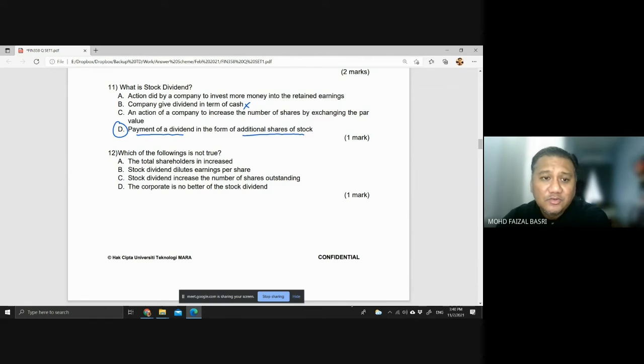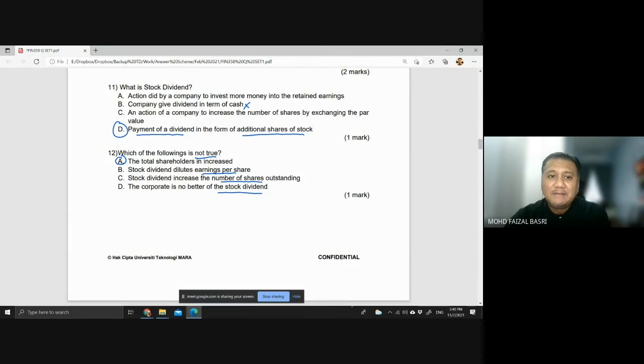So ni pun tiba-tiba what is not true. Not true related to stock dividend lah kot. The total shareholders increase. Stock dividend dilutes EPS. The corporate is no better of the stock dividend. Apa maksud dia? This is not true. Okay, kalau ikutkan ABCD ni yang paling not true ni lah.